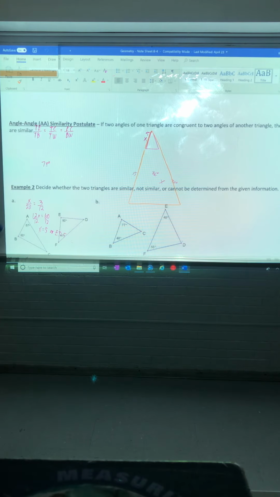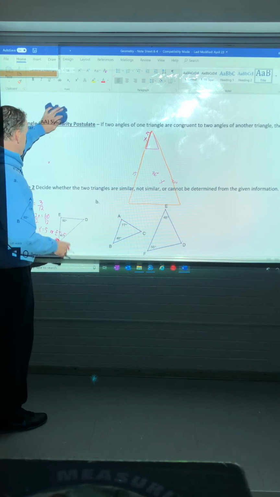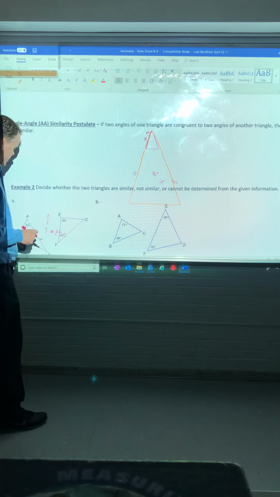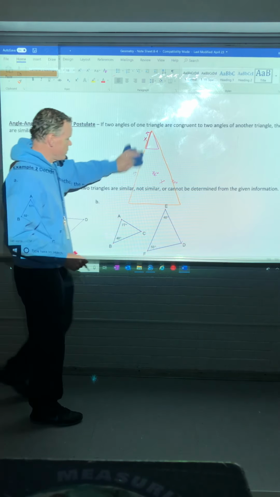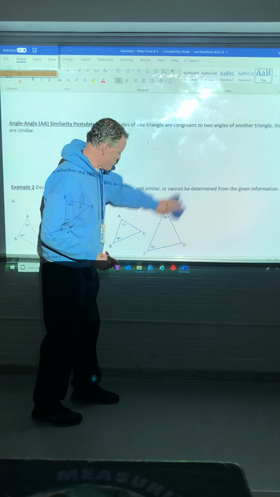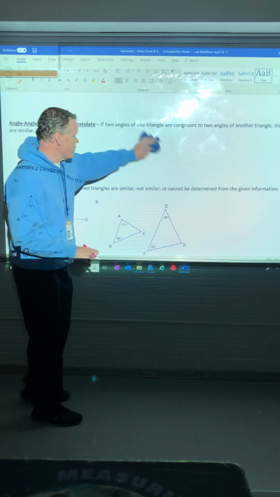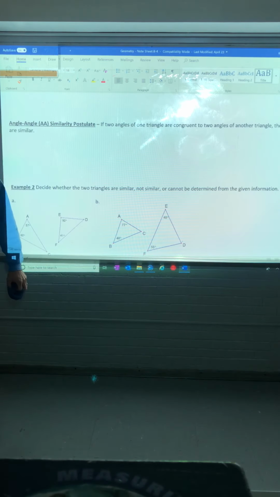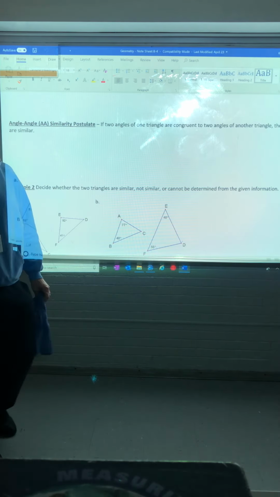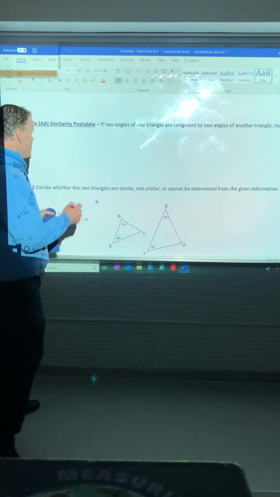And we're going to look at our angle-angle similarity postulate. If two angles of one triangle are congruent to two angles of another triangle, then the two triangles are going to be similar. They're not going to be congruent because, again, we always show the example.